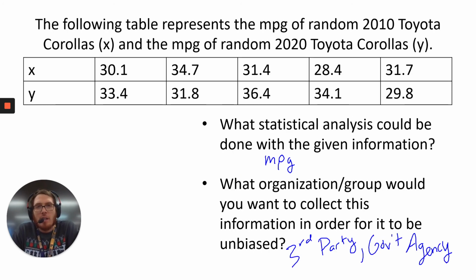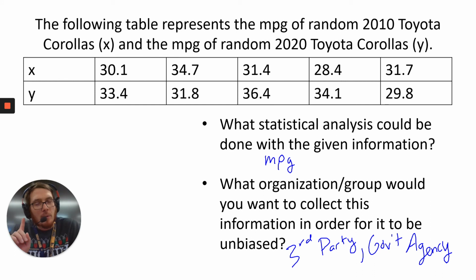The next question talks about 2010 Corollas and miles per gallon of 2020 Corollas. So X might be the 2010 group and Y might be the 2020 group. And the goal is we're looking for MPG to see if it's increased. So the goal probably is to say, oh, our cars have gotten more or better miles per gallon in 10 years. Okay. What group would you want to do this type of study?